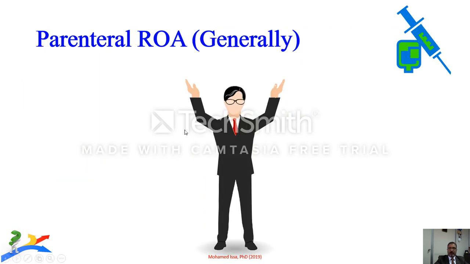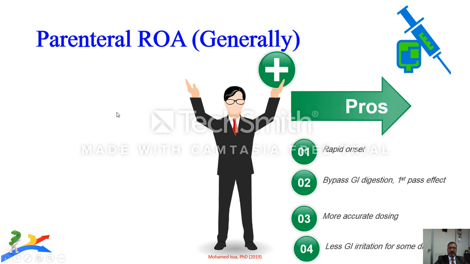But in general, for the parenteral route of administration, what are the advantages? Of course, rapid onset compared to oral delivery. Rapid onset, definitely. You can bypass the first pass metabolism. All the GI hostile conditions are not there anymore. You go either directly to the blood, or you will reach the blood, avoiding all this kind of annoying metabolism or enzymes or pH that may degrade your drug. More accurate dosing, especially with intravenous administration, meaning that you have better control over the administered dose.